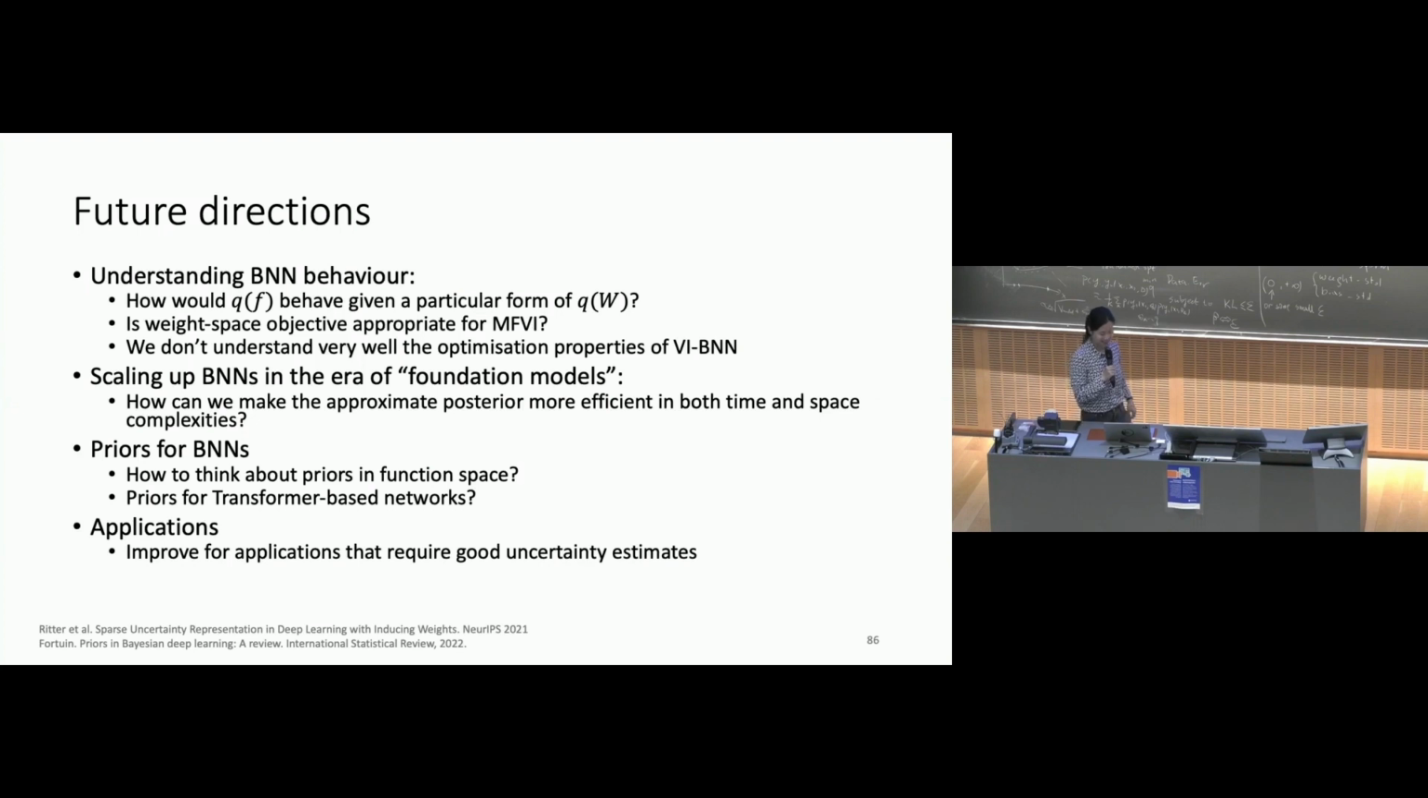We talked about some applications, but in general, for any application that needs uncertainty, or that involves sequential decision making, there is always room to improve the uncertainty estimate, and to think about how to incorporate Bayesian neural networks, or deep neural networks in general with uncertainty estimates, into your application pipeline.